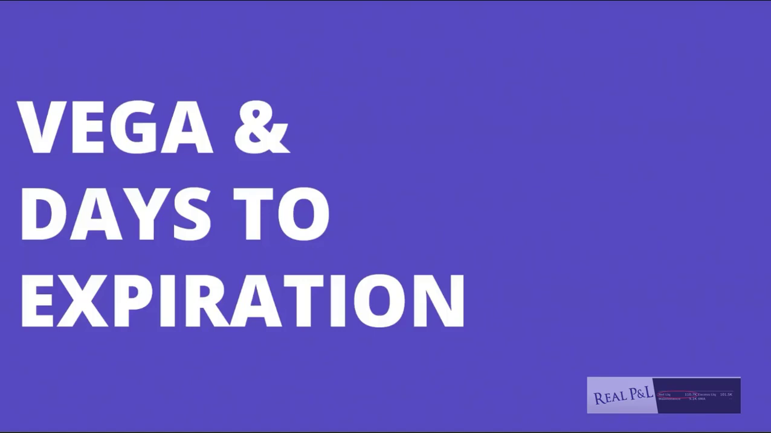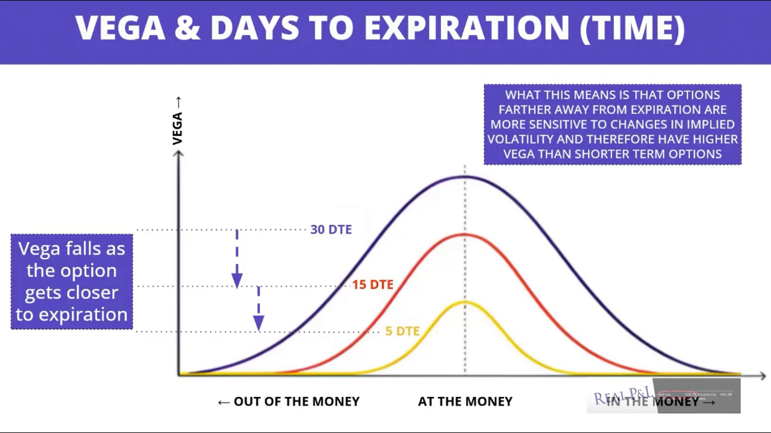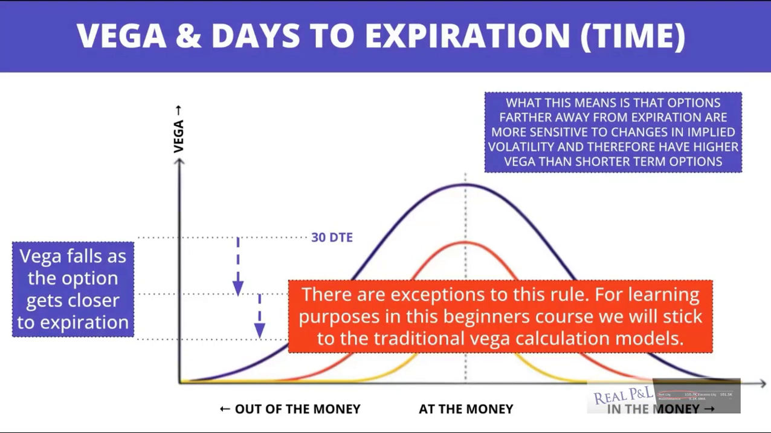So, Vega and days until expiration. Vega falls as the option gets closer to expiration, and you can see how it is with out of the money, at the money, and in the money. What this means is that options further away from expiration are more sensitive to changes in implied volatility and therefore have higher Vega than shorter term options. As a general rule, there are exceptions to this rule, and for learning purposes in this beginner's course, we're going to stick to the traditional Vega calculation models.